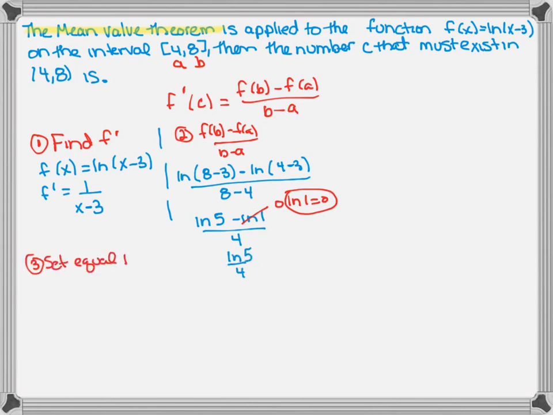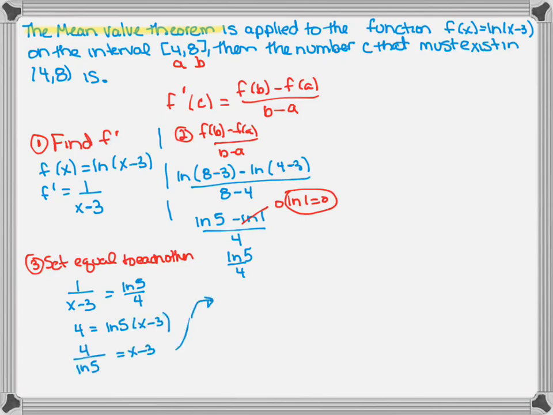Step 3 is we're going to set them equal to each other and solve for x. So solving for x, I cross multiply, divide by ln of 5, add 3. And you remember that this is a calculator portion, so I'm just going to go ahead and calculate that in my calculator to 3 decimal points. So x is going to be 5.485.